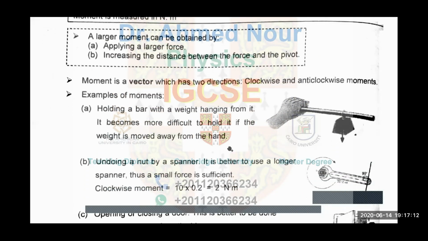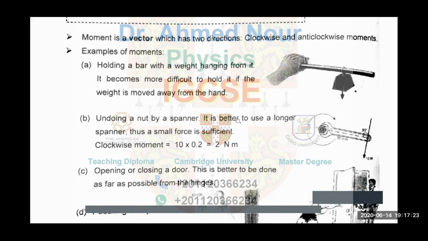And as we said, moment is a vector quantity which has magnitude and direction, and the directions are clockwise and anti-clockwise moments. Let's take some examples for moment.